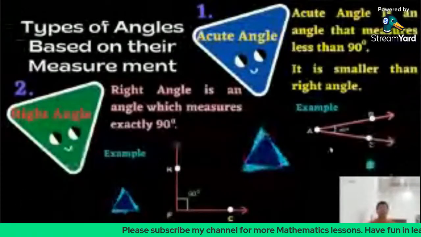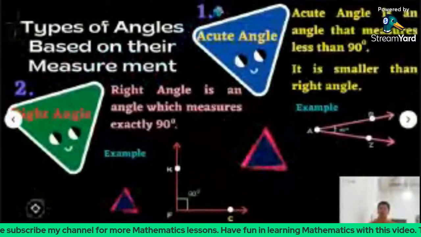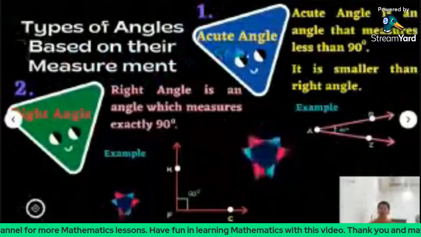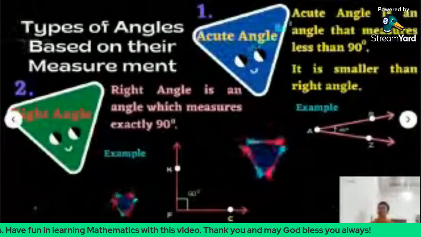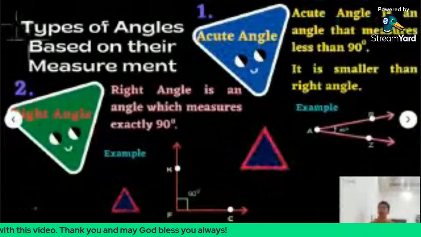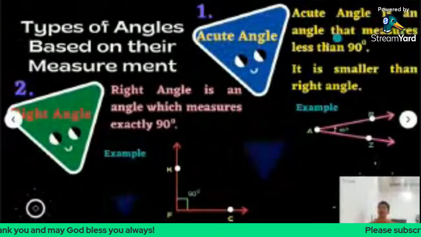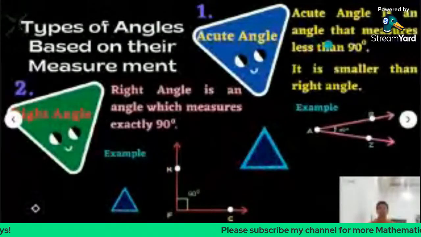So let's continue with the types of angles based on their measurement. So we have number 1, acute angle. What does it mean when we say acute angle? It is defined as an angle that measures less than 90 degrees. It is smaller than a right angle.